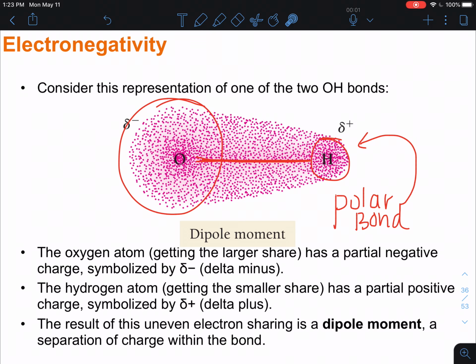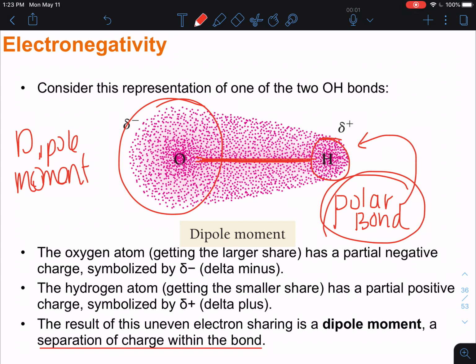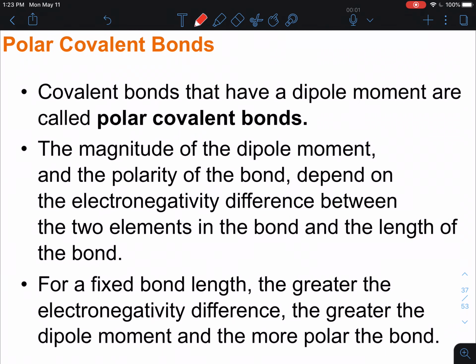Okay? So I'll put dipole moment, which is equivalent to the separation of charge within a bond. So the bond still exists, but because there's an unequal sharing of electron density, the bond is now polar, and then the bond has a dipole moment. Covalent bonds that have a dipole moment are called polar covalent bonds.